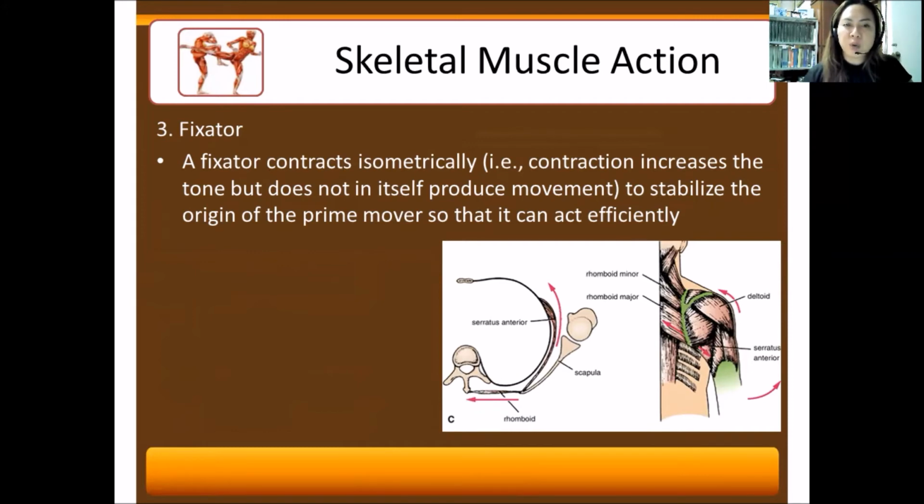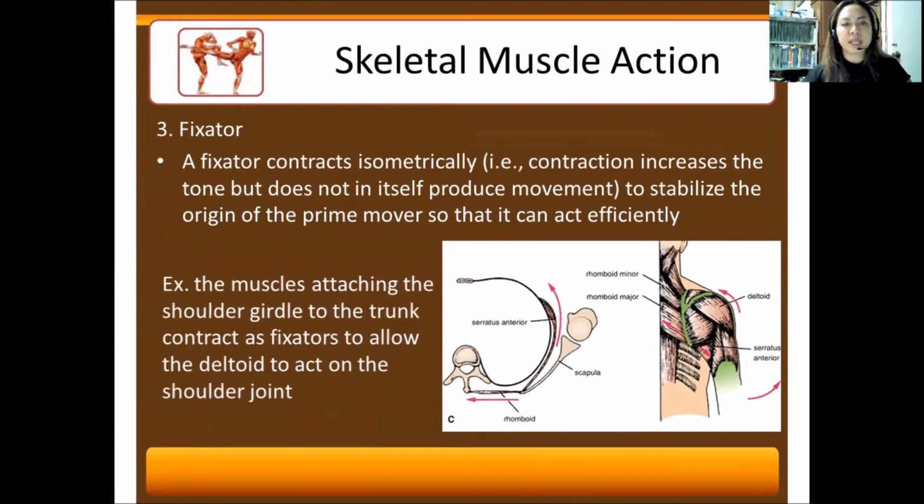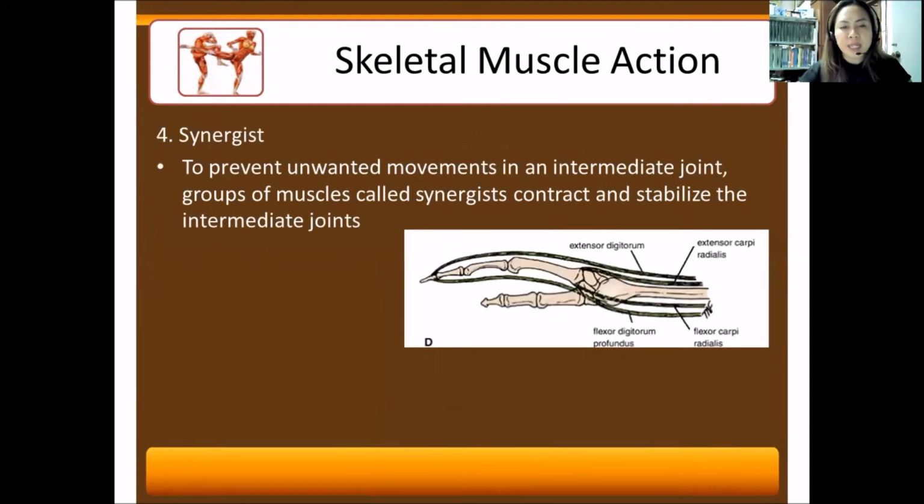So, yan yung ginagawa ng fixator. Example, the muscle attaching the shoulder girdle to the trunk contract as fixators to allow the deltoid to act on the shoulder joint. Then the last one is synergist.